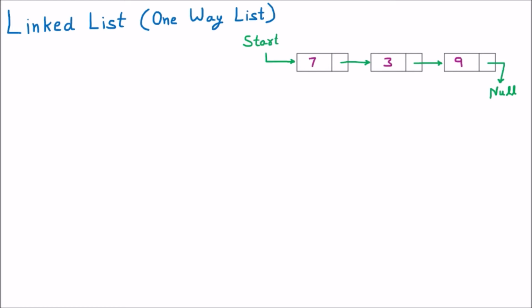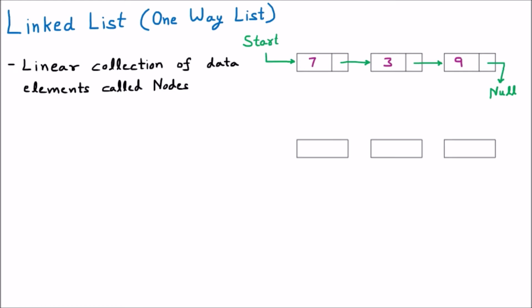So the first thing about the linked list is that it is a linear collection of data elements called nodes. That means the linked list is a combination of multiple nodes. Here you can see that we have 3 nodes, which I am naming node 1, node 2 and node 3. These three nodes are the example I am taking. These boxes are called the nodes, and the linked list is the combination of these boxes or nodes.